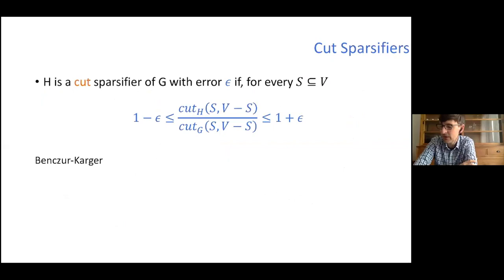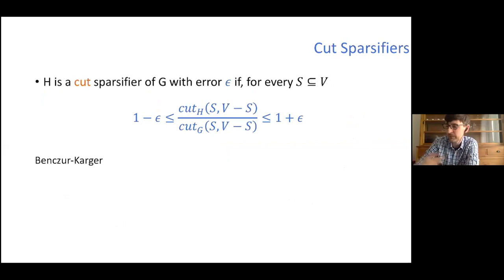And so this notion, if we call cut_H the number of cut edges in H, cut_G the number of cut edges in G, this is a weighted number of cut edges. We would want the two numbers to be the same up to small multiplicative error. That's a notion that was introduced by Benczúr and Karger. And what they proved was that there is an efficient construction of such a graph that is only of the order of n over epsilon squared times log n edges. So n log n edges for a constant epsilon.